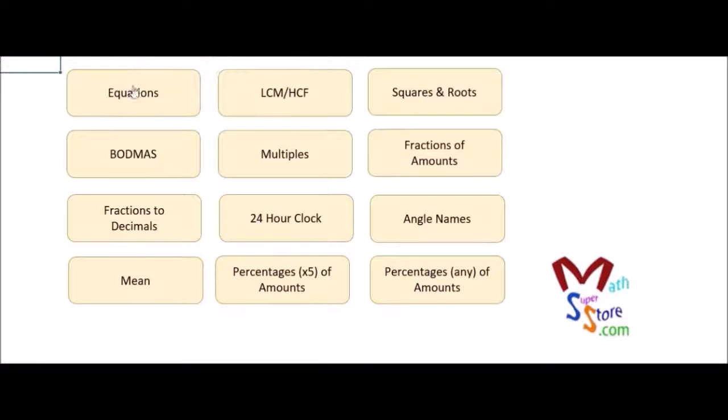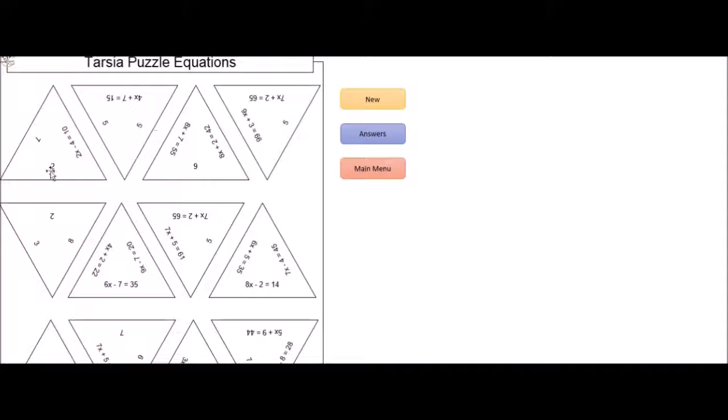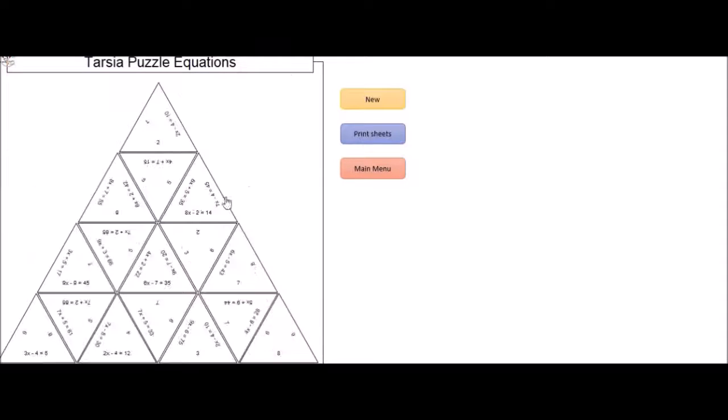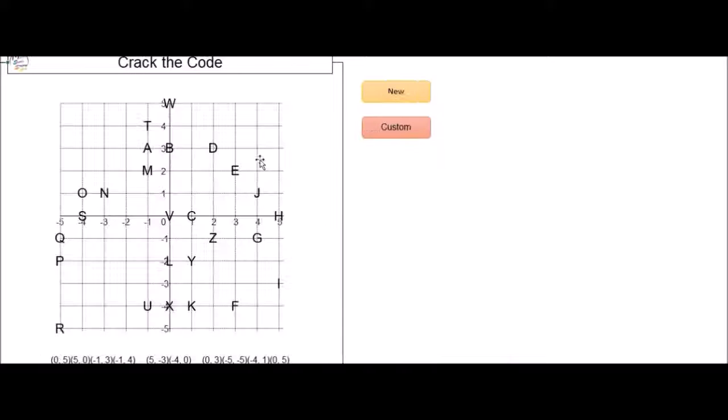If we go back to the main menu and just show you equations, they are the same. This time we've got equations in the Tarsia puzzles, and as always, all the answers are there. You press new and there's a new Tarsia puzzle, and you have an infinite supply of these for any of the topics that have been shown.